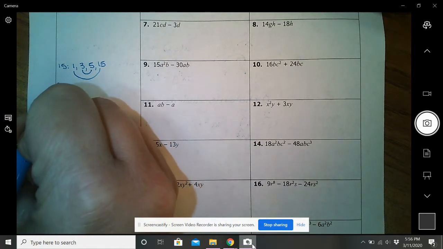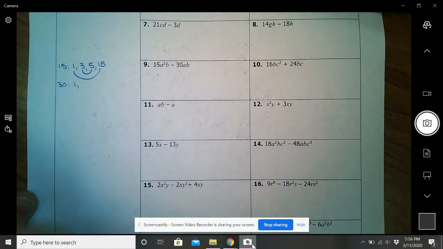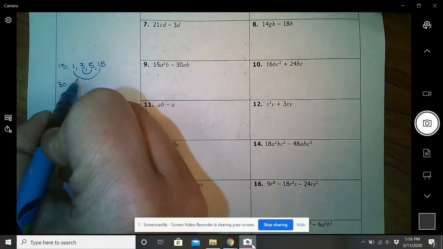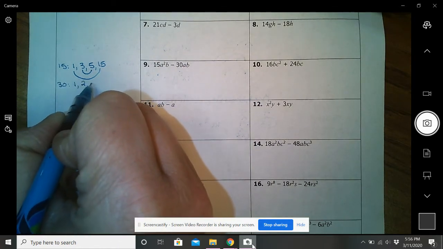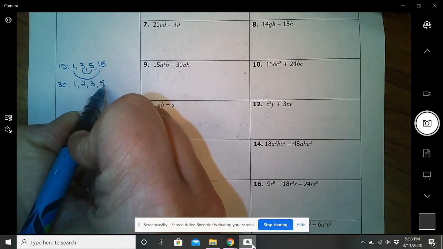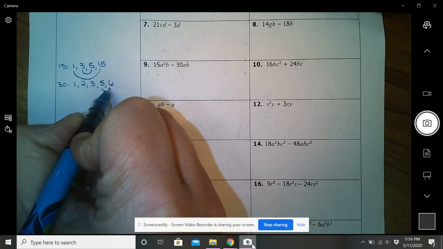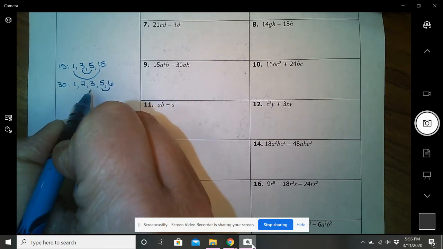Okay, let's list out our factors of 30. Of course, we can start with 1. 30 divided by 2 is 15. 30 divided by 3 is 10. 30 divided by 4 is a decimal. 30 divided by 5 is 6. 30 divided by 6 is 5. So I just found that first pair.